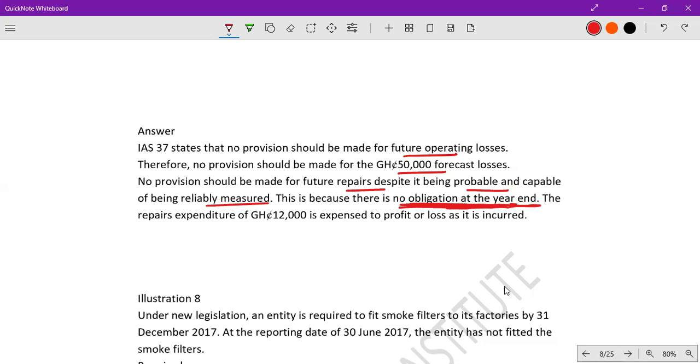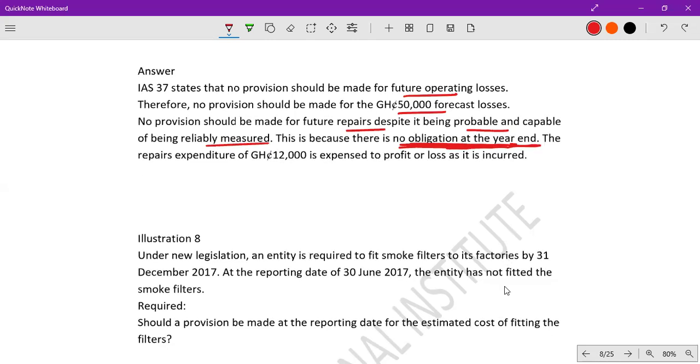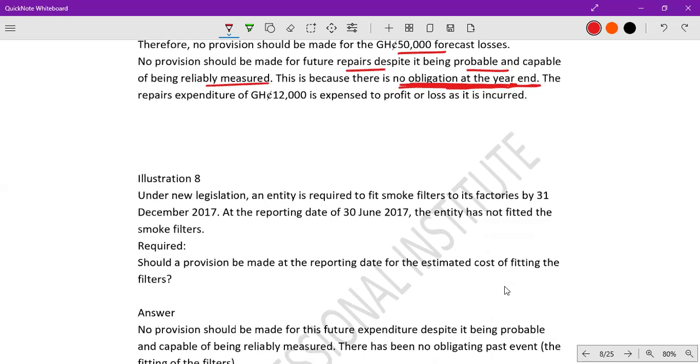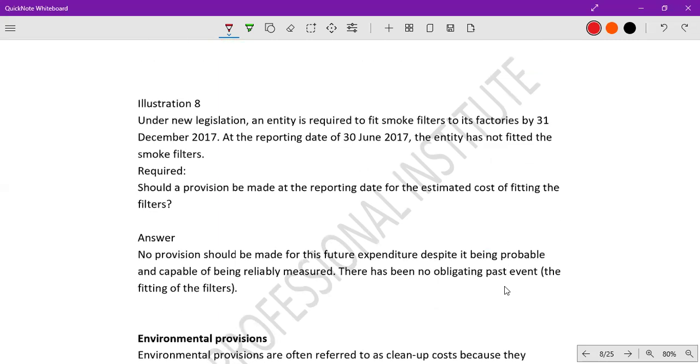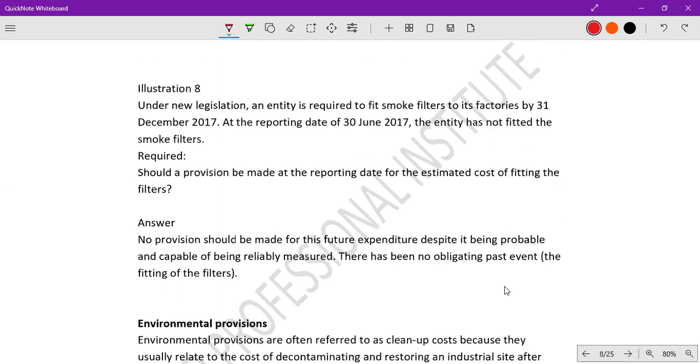This is just like an adjusting event under IAS 10. It shows no possible existence at the financial statement. There is no obligation as at that date. So what do you provide for? You don't provide for anything. Yes, somebody should take this one, and then I'll go to the favorite one, environmental provision.